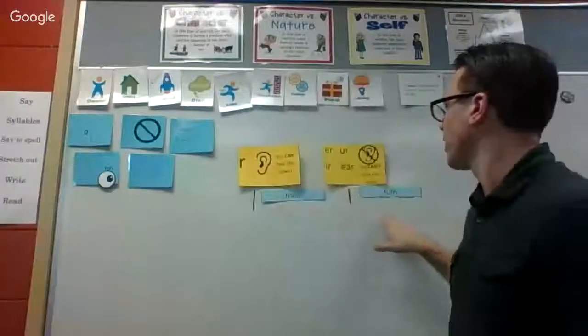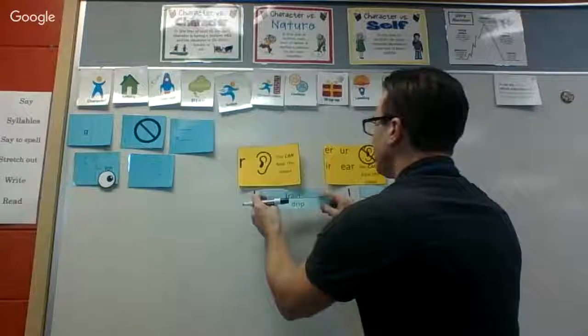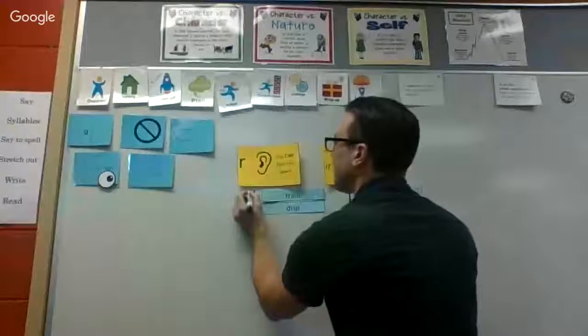Next word. Say the word drip. Drip. Pause the video for a second and figure out where you would put your tally. Drip. You should have put it right here. I hear a vowel in that word, drip. I can hear my I. I can clearly hear an I sound.